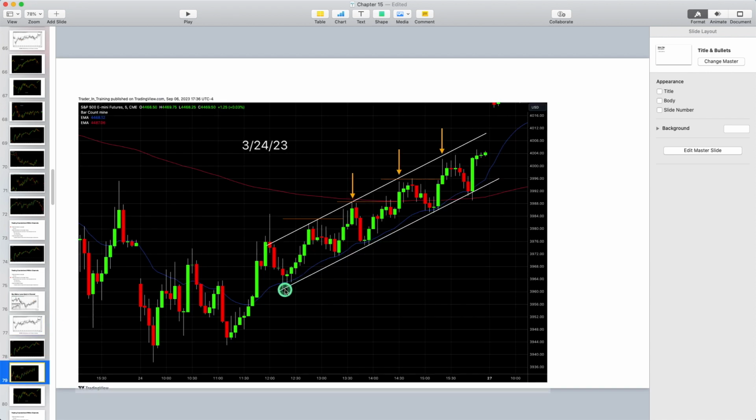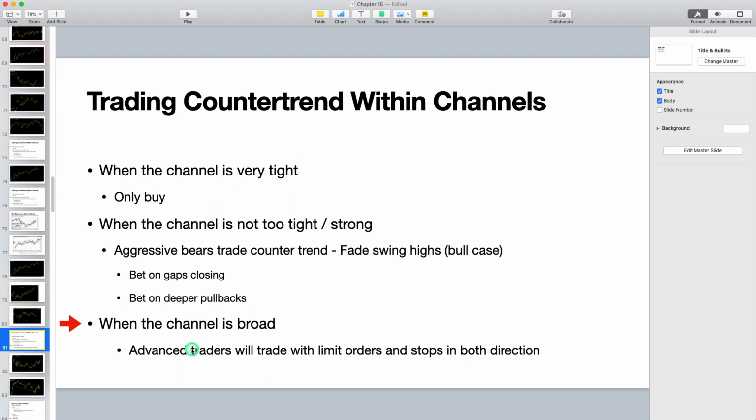And here's another example. Clearly two-sided, lots of bear bars. So every time we get a bull bar closing above a swing high, bears will sell that close, and they'll make money betting on deeper pullbacks and gaps closing. When the channel's broad, advanced traders will trade with limit orders and stops in both directions.